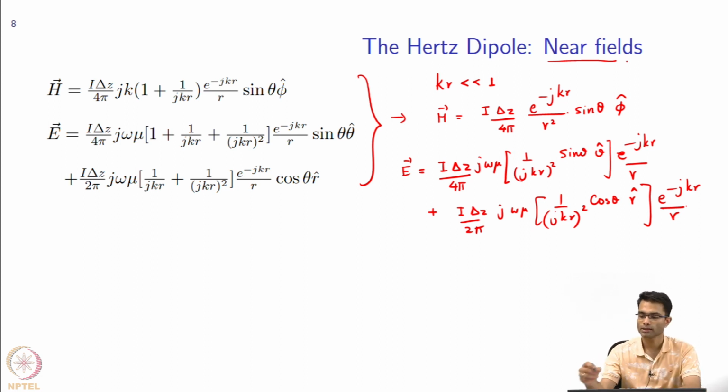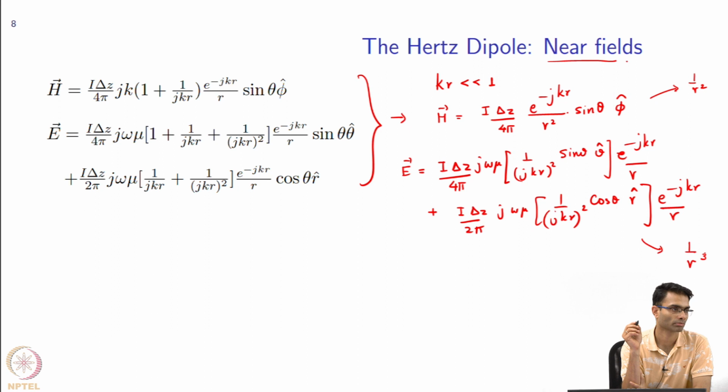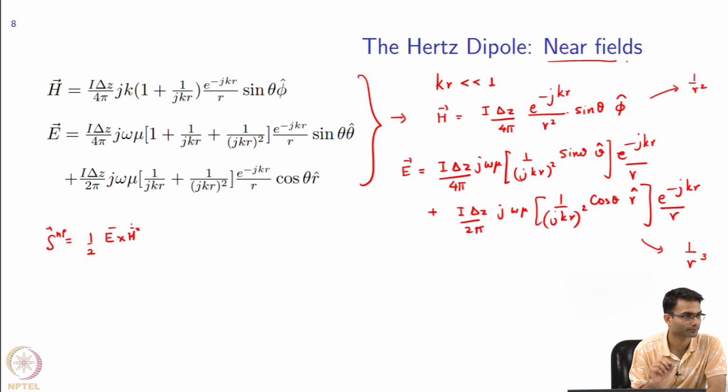So, in contrast to the far field case, the magnetic fields are going as 1 by r squared, the electric fields are going as 1 by r cube, right. 1 by r cube reminds us of what from electrostatics? The electric field due to a dipole, right. So this is acting like, it seems like a dipole. Now if I calculate the pointing vector in the near field, same thing I will do, half of E cross H conjugate, okay. What do you expect?